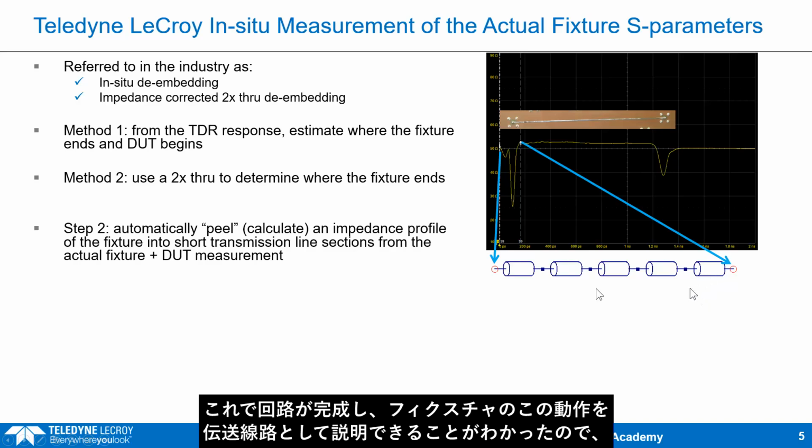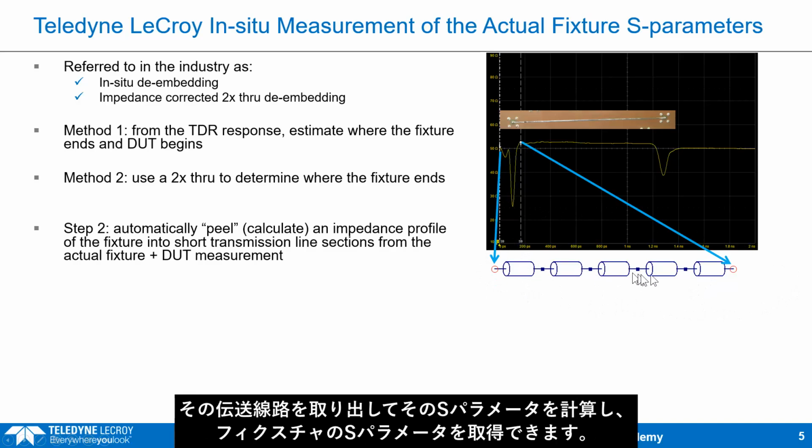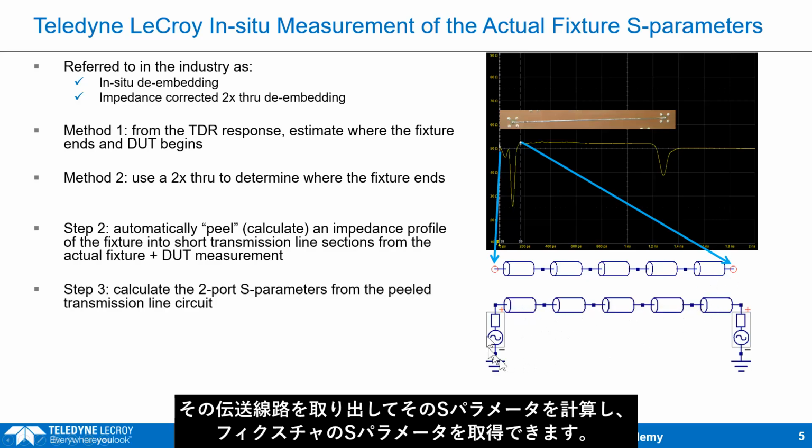Now that we've got that circuit and we know this behavior of the fixture can be described as this transmission line circuit, we can now take that transmission line circuit, calculate the S parameters for it, and now we've got the S parameters for the fixture.